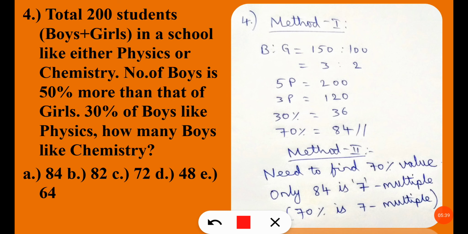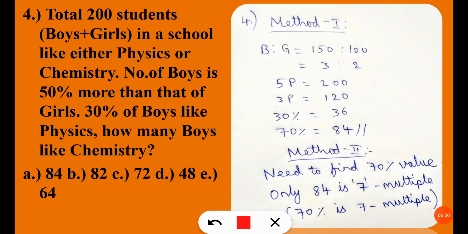5 parts equal to 200, 1 part equal to 40. 40 into 3 equal to 120. There are total 120 boys in the school. Out of that, 30% will be liking physics and the remaining 70% will be liking chemistry, which will be 84. Option A is the correct answer.